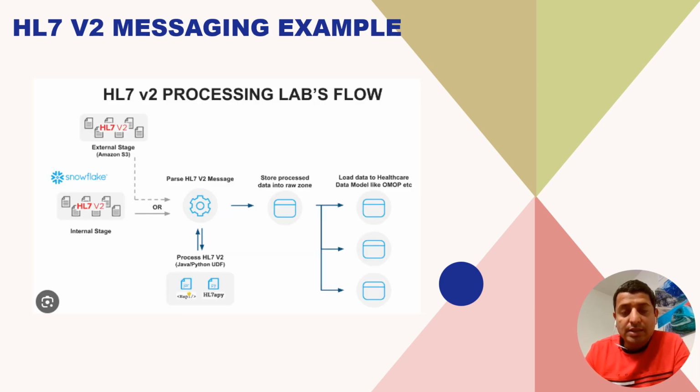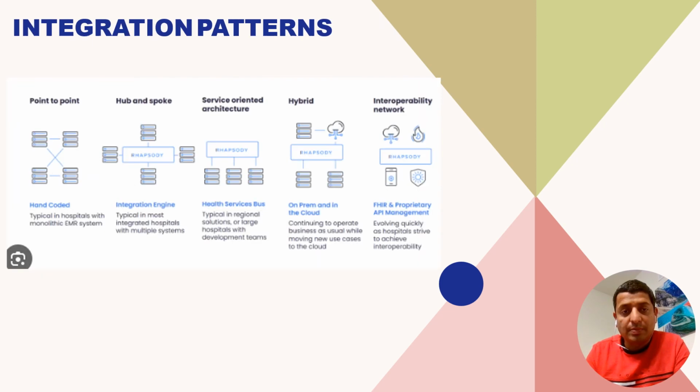This is one of the HL7v2 processing lab flow examples. So in this particular scenario, the HL7v2 messages can be stored in either an internal staging or a cloud-based staging environment. The message is parsed from HL7v2 into an HL7v2 JSON message. And then it is processed further and loaded into the healthcare data model for downstream use by the laboratory and other systems.